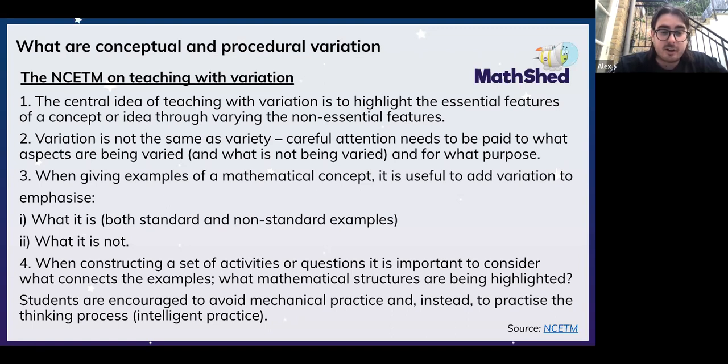So students are encouraged to avoid mechanical practice. So that's like that kind of drilling rote practice, and instead to practice the thinking process. So thinking about what they're thinking about. So that sort of metacognition type of stuff. And that is where this idea of intelligent practice comes in.